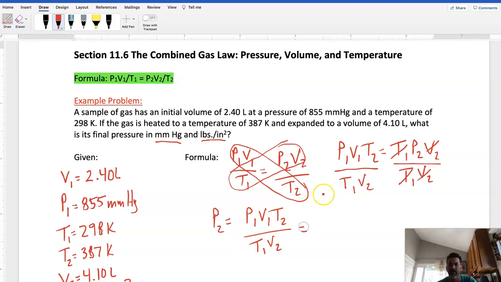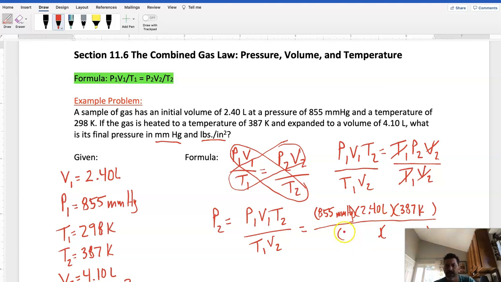All right, so it gets a little more complex here, but you just got to keep everything straight, and then it's usually pretty straightforward. Okay, so I'm going to plug in my P1, which is 855 millimeters of mercury, mmHg. My V1 is 2.40 liters. My T2 is 387 K. No converting necessary. And then let's see, T1, 298 K. So there's the kelvins that cancel out. Cancel, cancel. And then what's left?